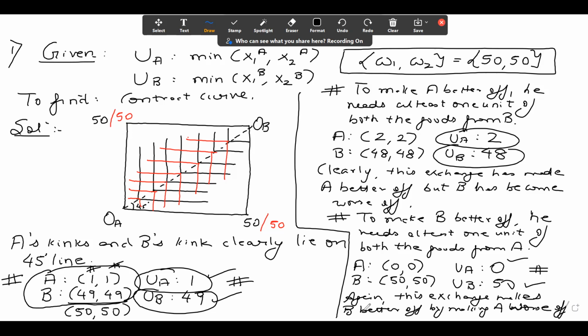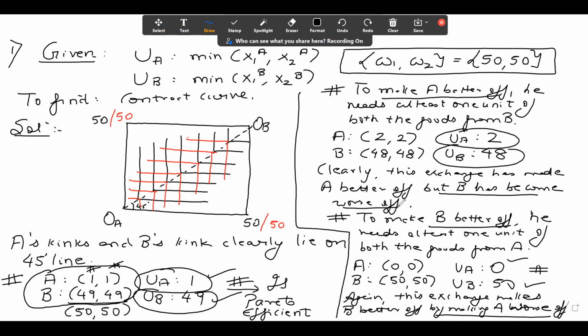So guys, what can I say? I can say that this initial allocation is Pareto efficient. The initial allocation, which is 1, 1, 49, 49, which lies on the king, is a Pareto efficient point, because we have seen that when we have tried to make A better off, B is becoming worse off, and when we have tried to make B better off, A is becoming worse off. That means none of the parties is going to deviate from this allocation, hence it is Pareto efficient.